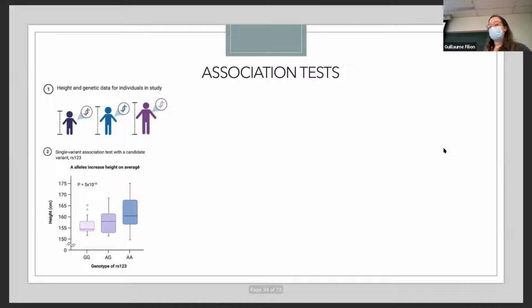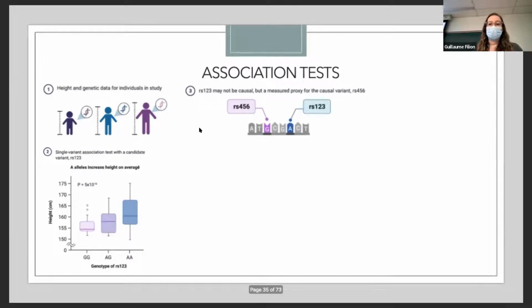For every single candidate variant that we have, we're going to look for this association, this pattern. We'll have the phenotype on the y-axis, in this case height, and the 3 genotypes on our x-axis. We have our heterozygote in the middle and the 2 homozygotes on either side. If we see a linear association within those genotypes, and a p-value that shows it's significant, this would be a significant association. This means that the tag SNP we are testing is associated, or at least the region it's linked to is associated, with this phenotype, which is height.